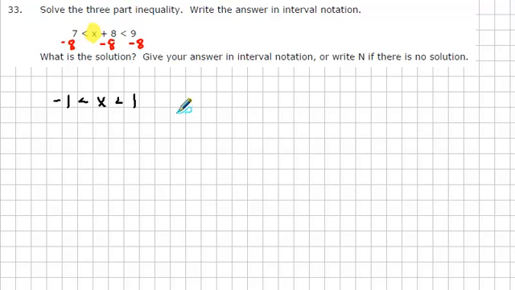So the solution set to this inequality is the set of x values such that the x values are between negative 1 and 1. Let's go ahead and illustrate this on a number line. Go ahead and graph the solution set to begin with.